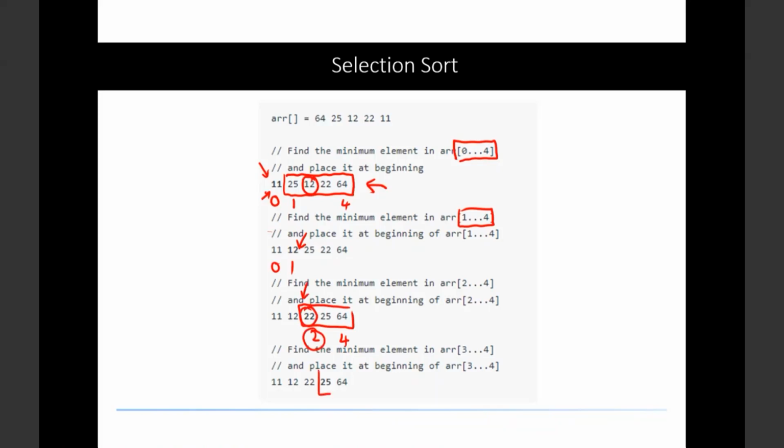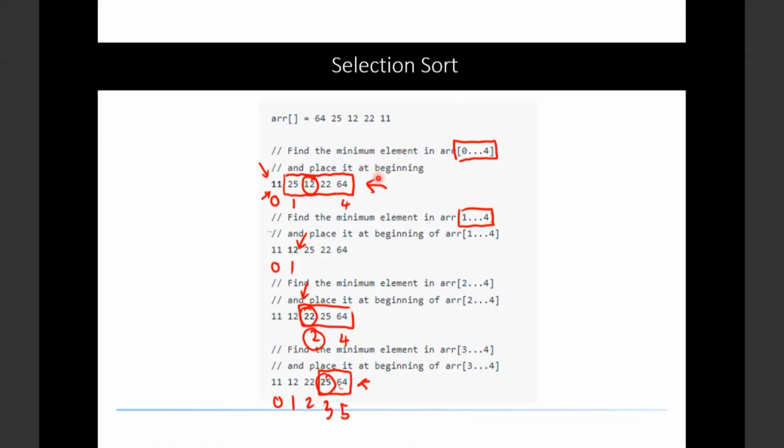And now we already have 2 arrays remaining unsorted. So what happened here? This one is already sorted. Find the minimum. Minimum is 25. So 25 will be put here at array 3, and 64 will be put here. So this is how the selection sort works.